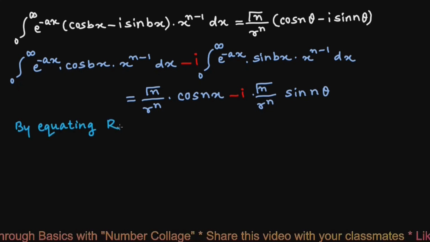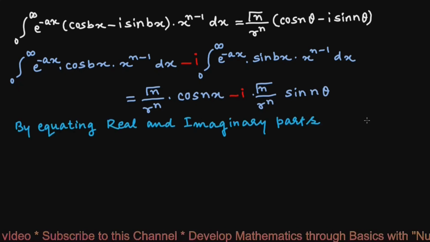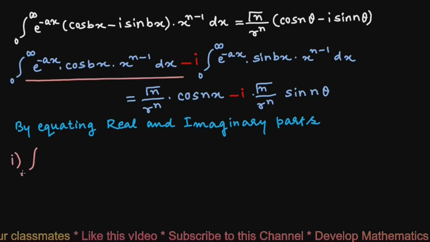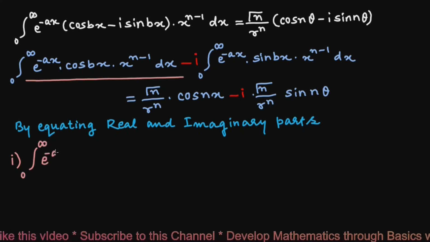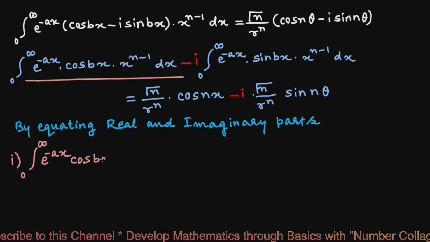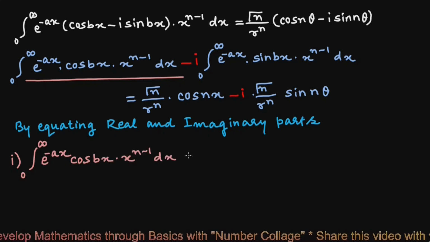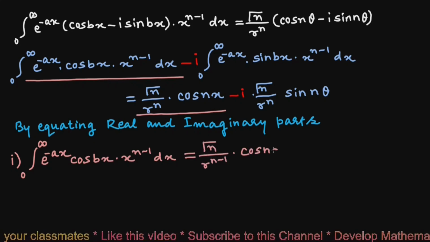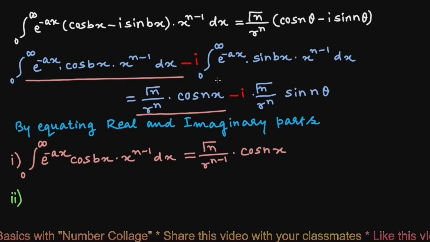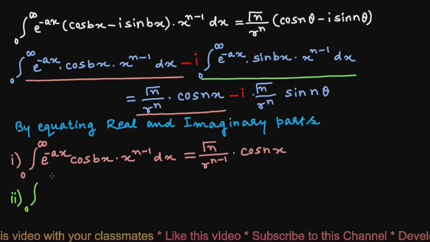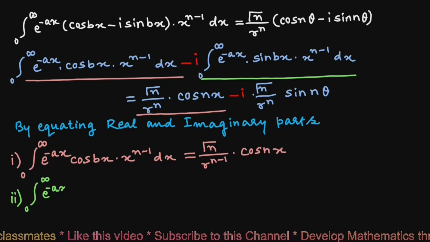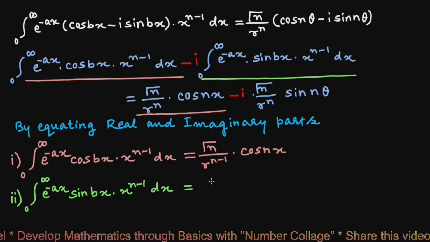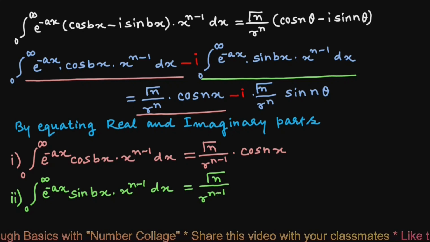Now by equating real and imaginary parts, we will get our result. The first result, after equating the real part: integral from 0 to infinity of e raised to minus ax cos bx x raised to n minus 1 dx equals gamma n upon r raised to n cos n theta. And number 2, equating the imaginary part: integral from 0 to infinity of e raised to minus ax sin bx into x raised to n minus 1 dx equals gamma n upon r raised to n sin n theta.